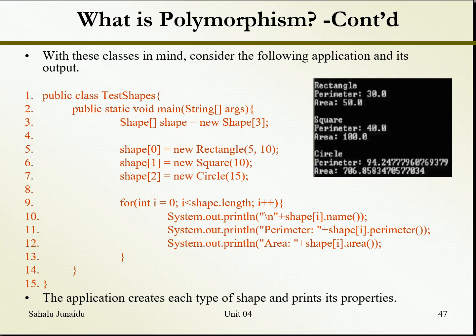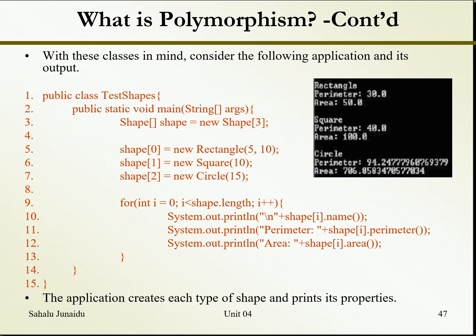This is exactly what you are seeing now. We are assigning to shape 0, the first element in the array, indexed at 0. So shape 0 will be an instance of the rectangle with dimensions 5 and 10, which is the length and the width of the rectangle. Then the second element, shape 1, we are storing a square. Shape 2, we have a circle. Now, the next step is to loop through the 3 elements we have here.